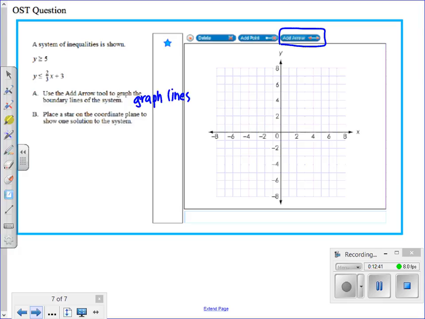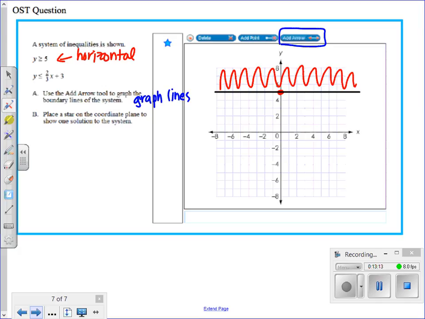So you need to know y is greater than or equal to 5. We just talked about this. That's a horizontal line that goes through y equals 5. Now it's going to end up having a solid line because y is greater than or equal to 5. Oops, I have a dotted line selected. So I would select y equals 5 and y is greater than or equal to. So I'm going to shade above that line.